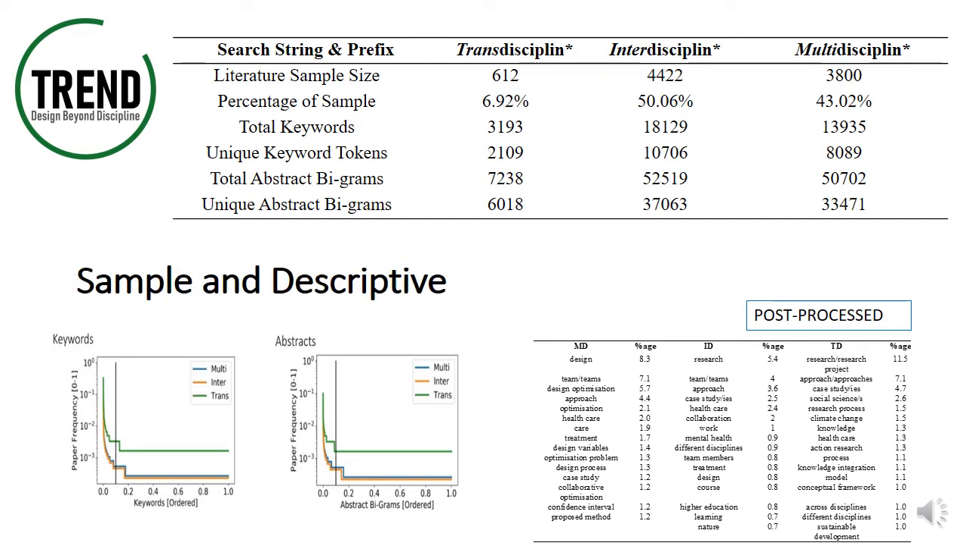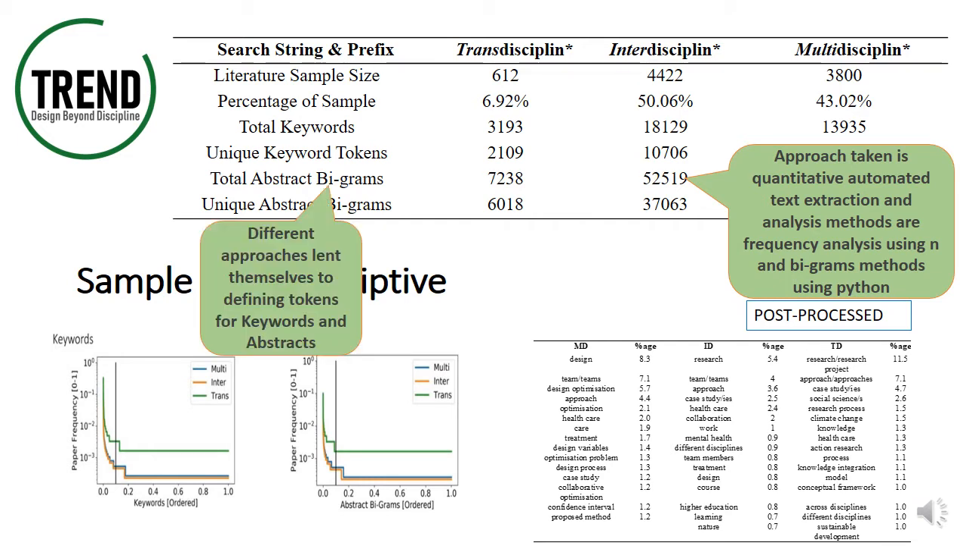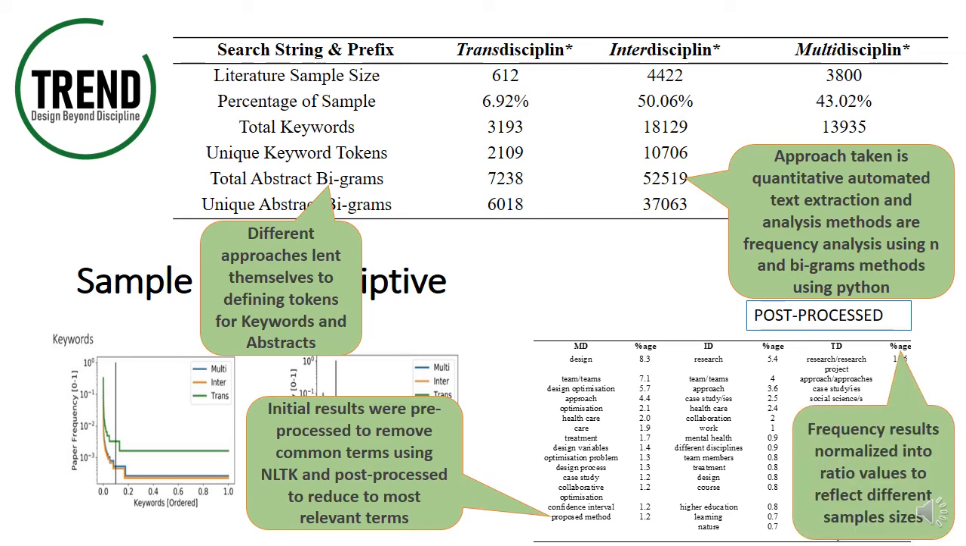Sample and descriptives. The samples were automatically processed using a bag of words model and the Python toolkit for natural language processing. For the keywords, an n-grams approach was taken to create individual tokens, and for abstracts, a bigrams approach was more appropriate. Pre-processing of text removed upper and lower cases, word stems, and common stop words such as and. The normalised ratio values shown are in rank order of most frequent occurring text term first. For example, 11.5% of the transdisciplinary abstracts text contained the concept research.